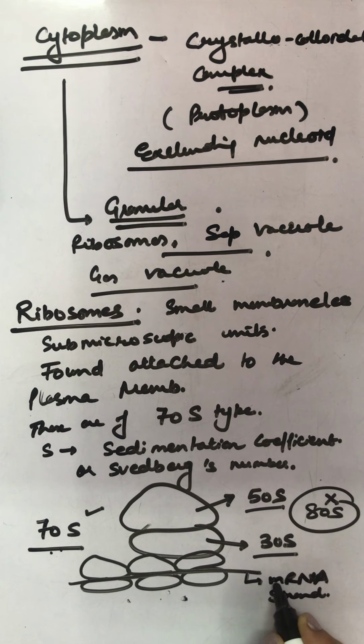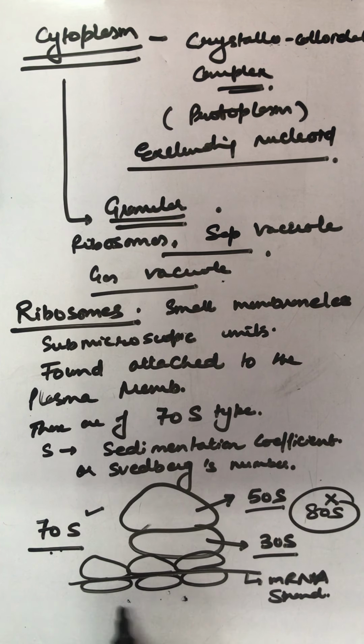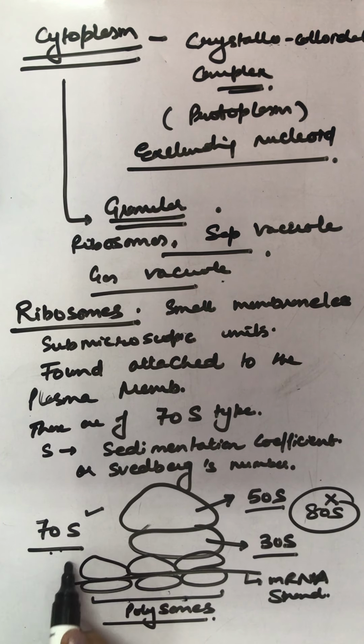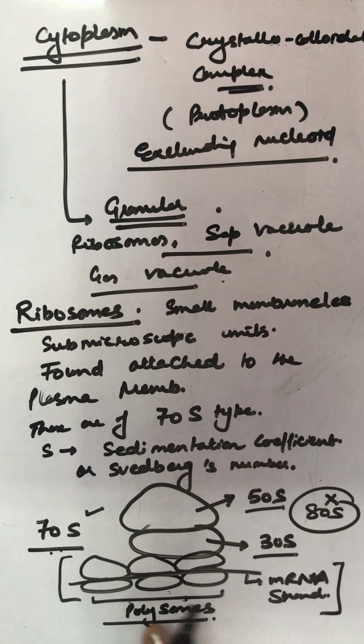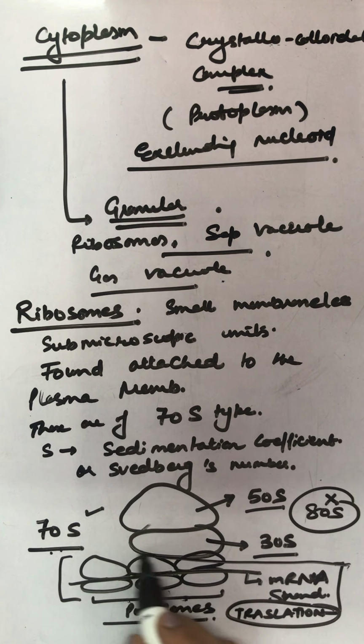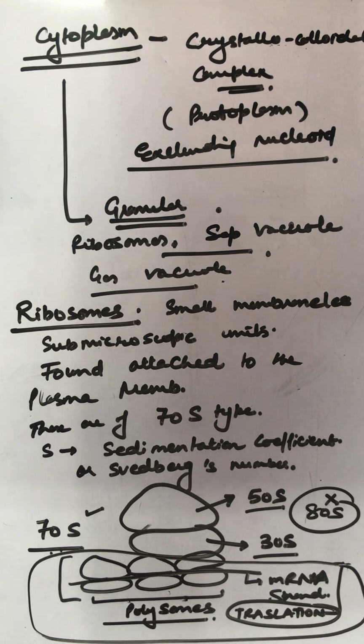What is mRNA? Messenger RNA. These are in the form of a polysome. That means grouped together. Here they are being used, or this process is meant for translation. What is translation? Translation means protein synthesis. This all we will do in class 12.